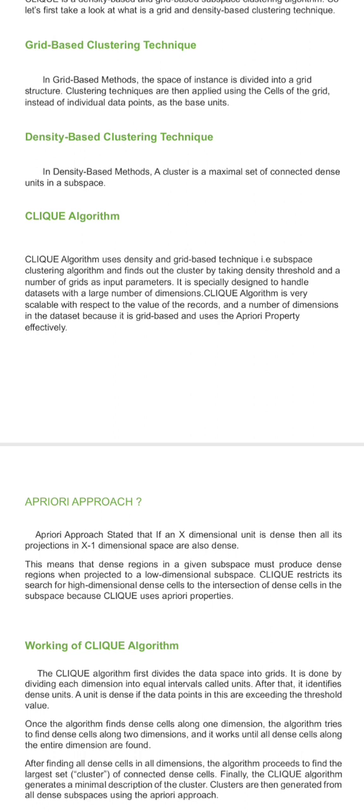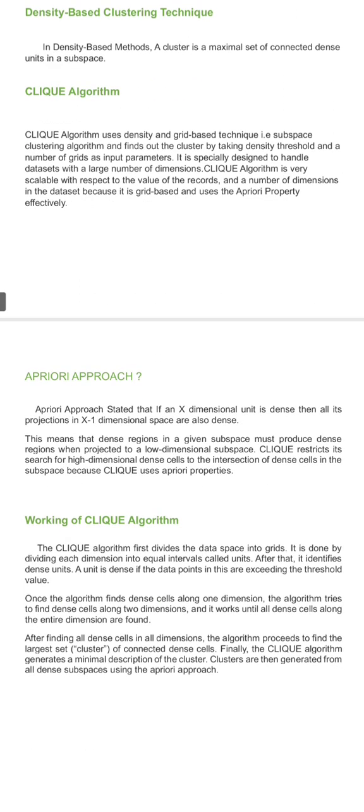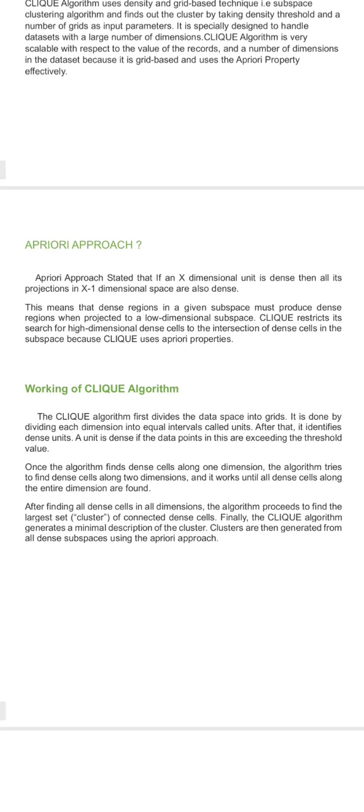The a priori approach states that if a k dimensional unit is dense, then all its projections in k minus 1 dimensional space are also dense. This means that dense regions in a given subspace must produce dense regions when projected to a lower dimensional subspace. CLIQUE restricts its search for k dimensional dense cells to the intersection of dense cells in the subspaces because CLIQUE uses the a priori property. Working of the CLIQUE algorithm.